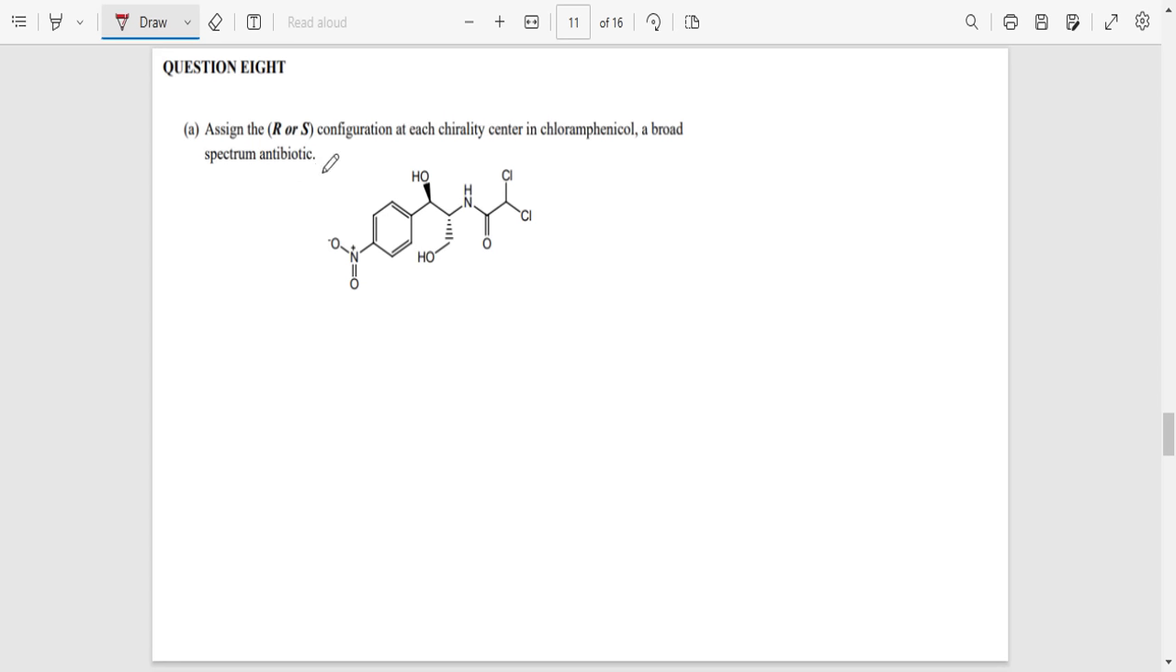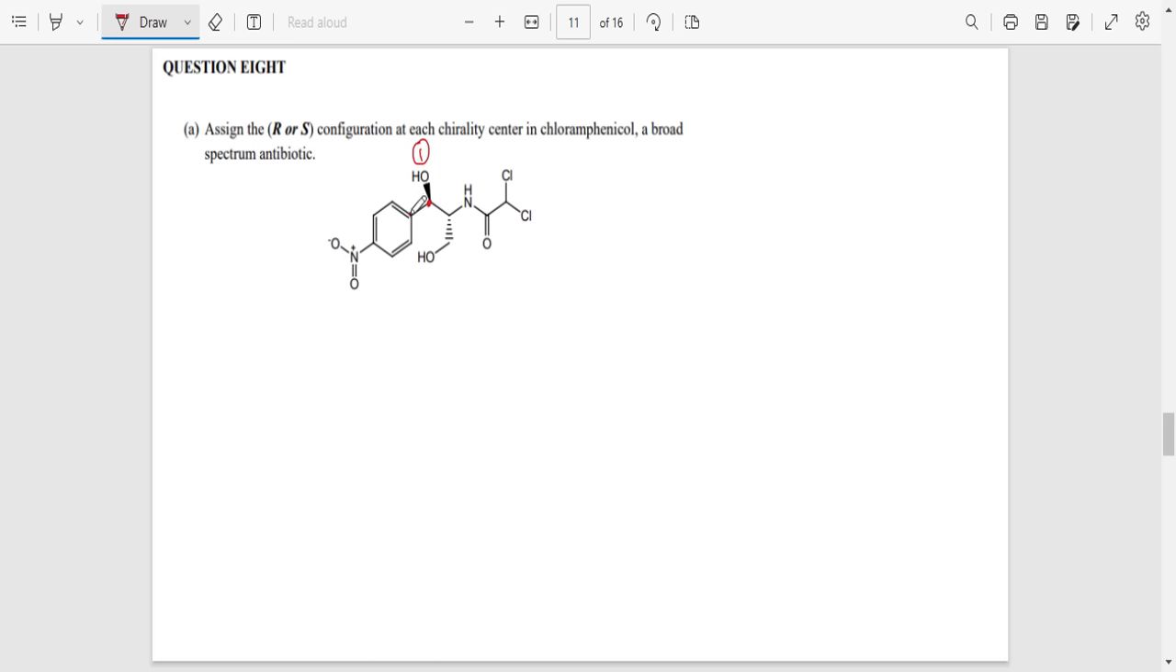Assign the R or S configuration at each chirality center in chloramphenicol, a broad spectrum antibiotic. So we want to assign at every chirality center. So we have this one as a chirality center. Look at the groups which are on this one. We can't see the fourth group, right? We only see three things attached to this one. So to consider which one is going to be position number one, this is going to be position number one. Why? Because oxygen is directly linked to that carbon.